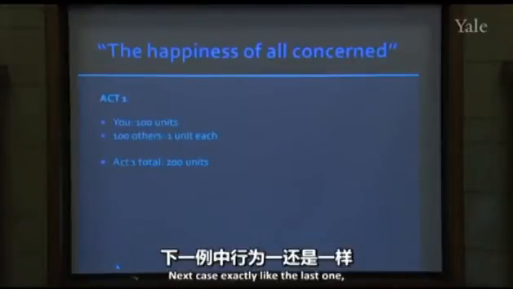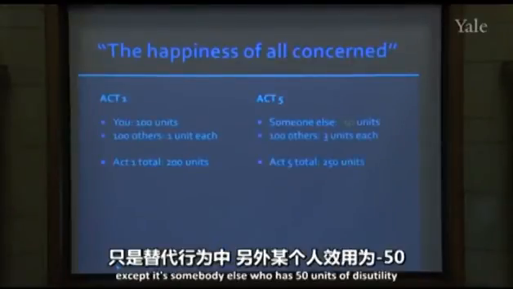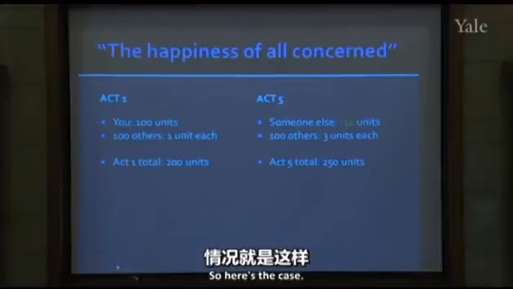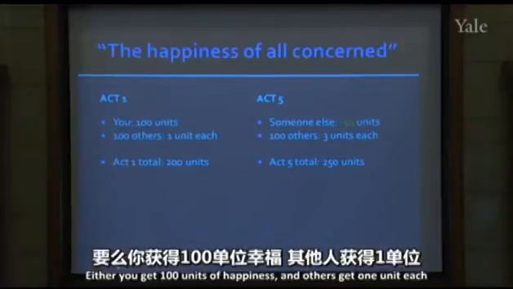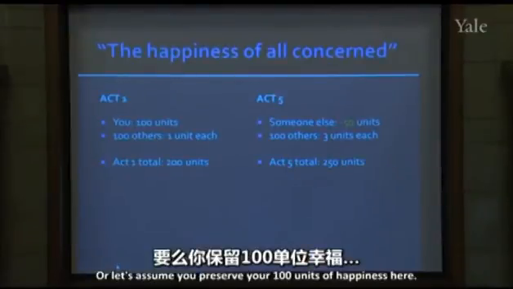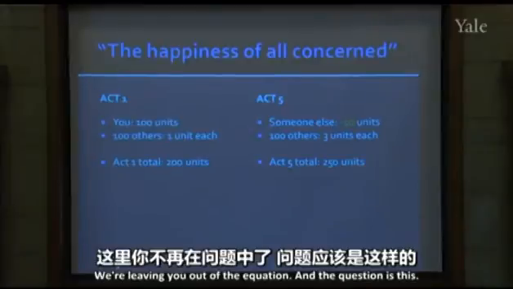Next case, exactly like the last one, except it's somebody else who has 50 units of disutility in order to distribute 3 units of utility to others. So here's the case. Either you get 100 units of happiness and others get 1 unit each for a total of 200 units. Or let's assume you preserve your 100 units of happiness here. We're leaving you out of the equation. And the question is this.